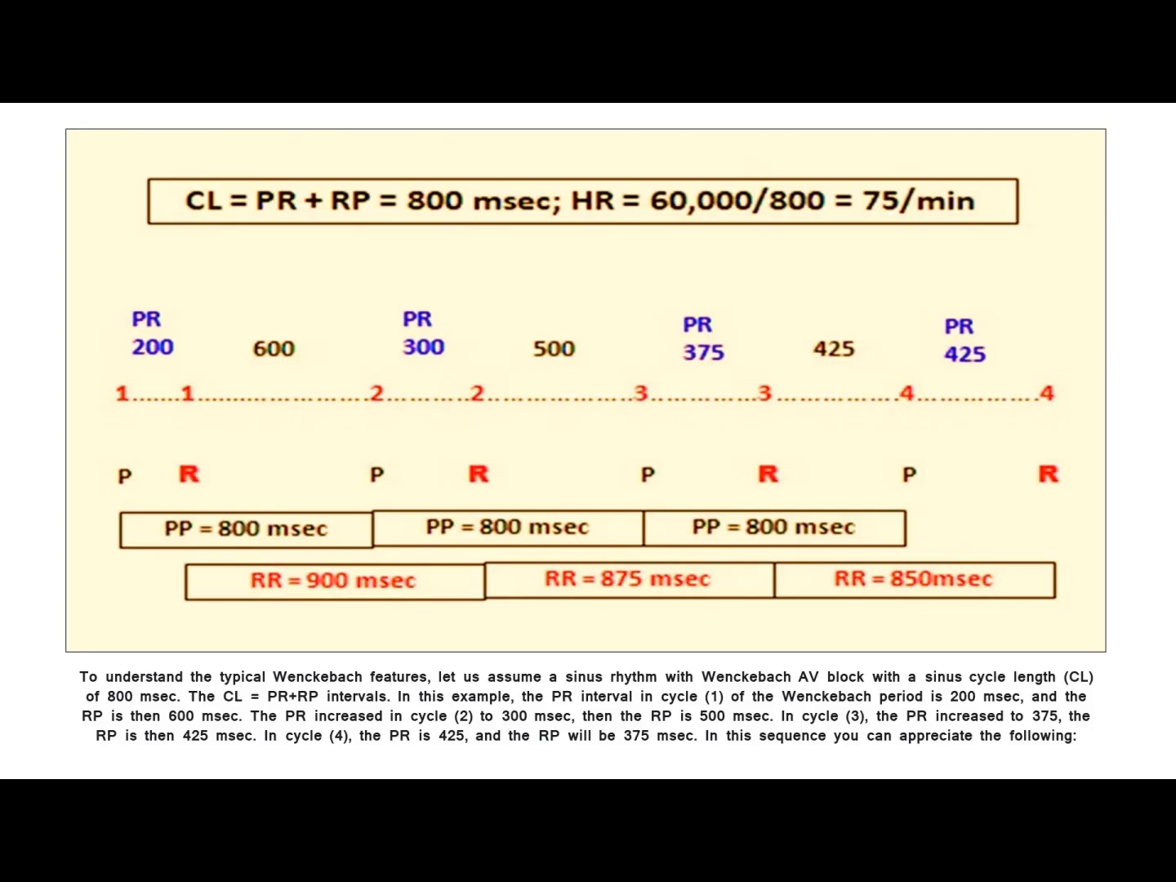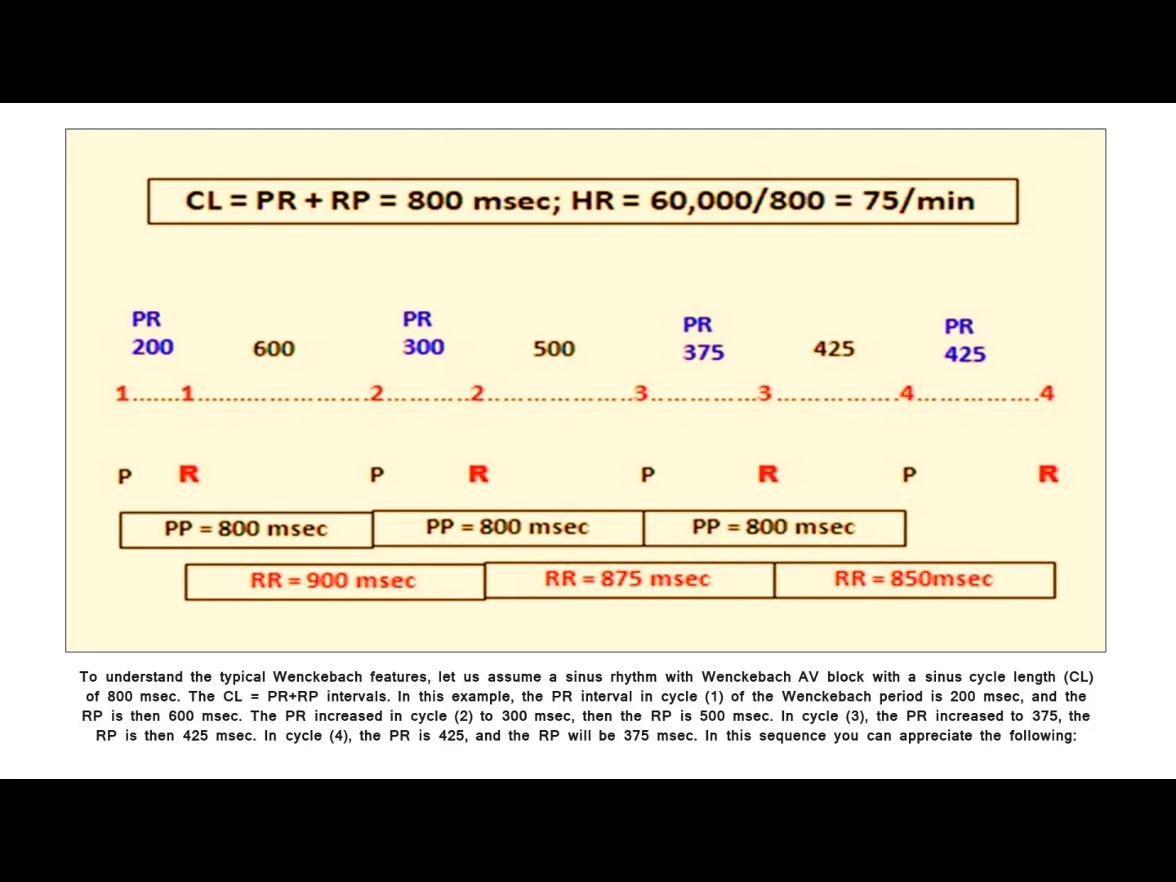To understand the typical Wenckebach features, let us assume a sinus rhythm with Wenckebach AV block with a sinus cycle length, CL, of 800 millisecond. The CL equals PR plus RP intervals. In this example, the PR interval in cycle 1 of the Wenckebach period is 200 millisecond, and the RP is then 600 millisecond. The PR increased in cycle 2 to 300 millisecond, then the RP is 500 millisecond.